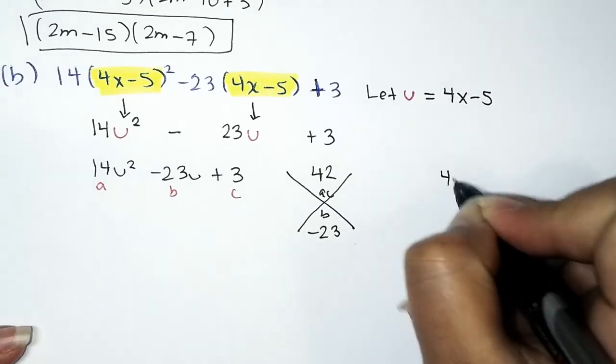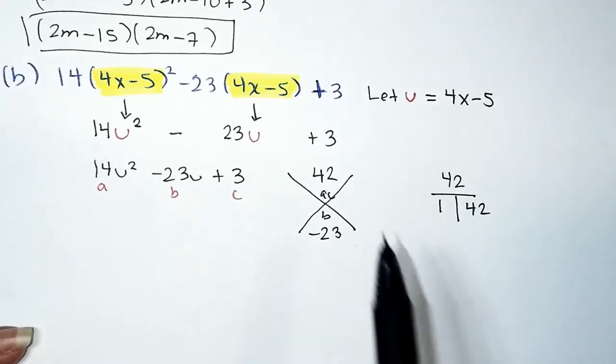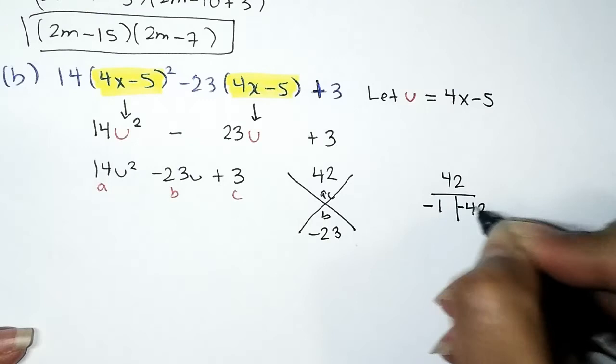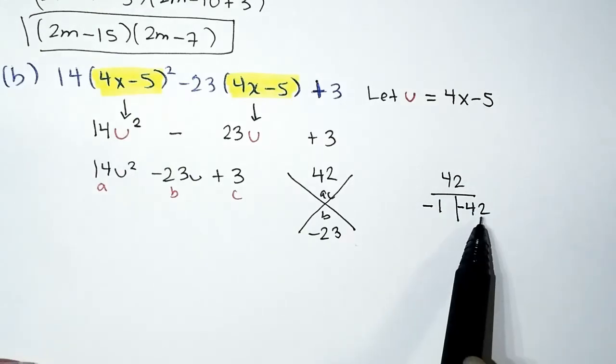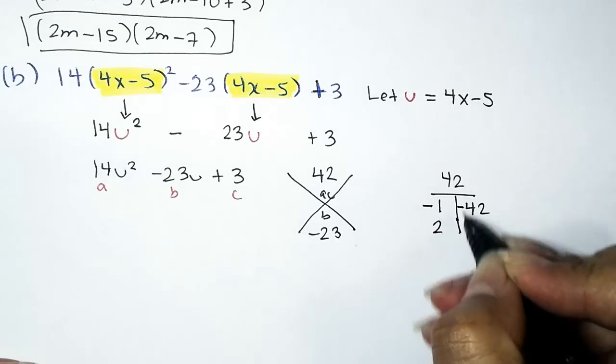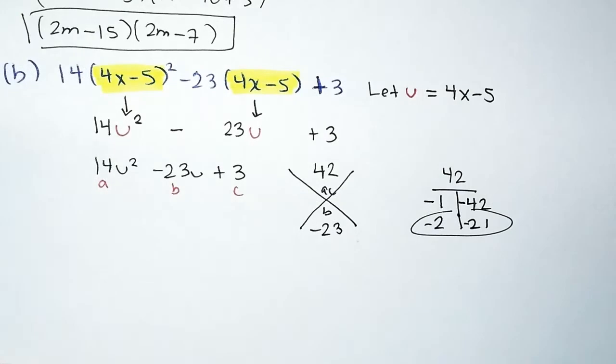So we have 42, and we have 1 and 42. The product is positive, the sum is negative, so both factors would have to be negative. The product is 42, but the sum is not negative 23. 2 is a factor, so it will be 2 and 21. And look at that, the sum is negative 23.